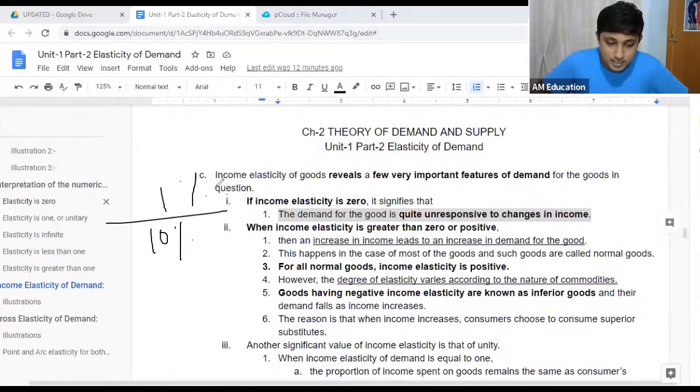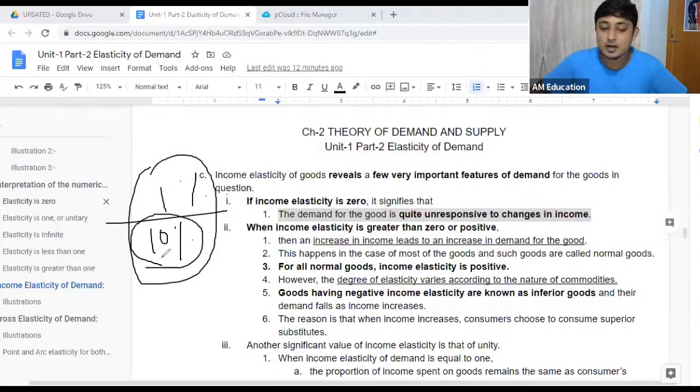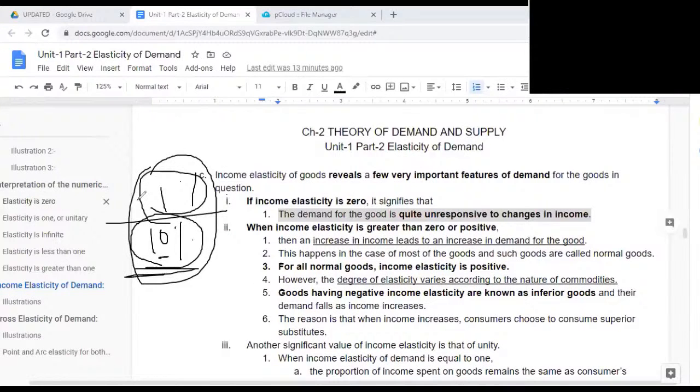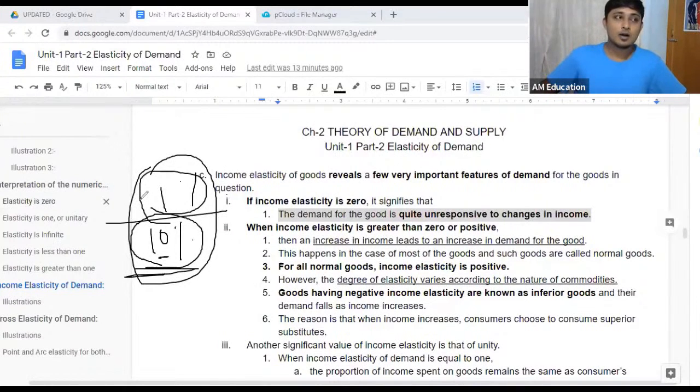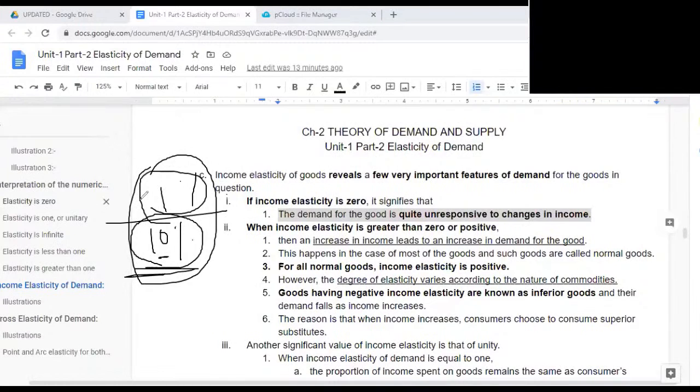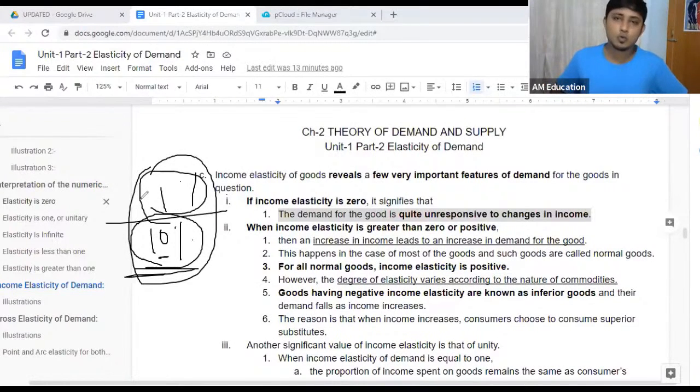So what does he want to tell? For an increase in income, there is an increase in the demand. Yes or no? Like if your income increases, you'll buy more clothes, no? Initially you used to buy only 2 clothes for the whole year. Now you're buying 3 clothes for the whole year. If the income increases, now you'll buy 4 clothes, right?